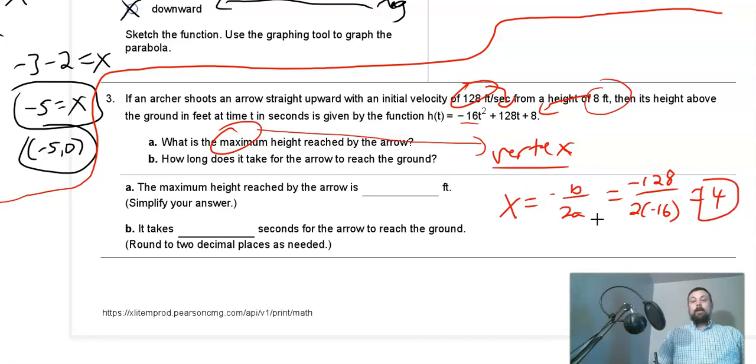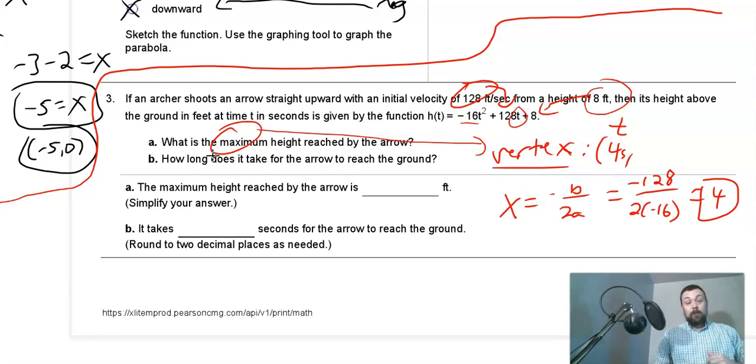Now I'm putting x here because that's the x coordinate of the vertex, but the x variable in this problem actually isn't called x, it's called t. And so sometimes students will mistakenly think, oh, the maximum height is 4, but that's not the height. That's the time. In fact, that's the time it takes for the arrow to reach its maximum height. So this is going to take 4 seconds. After we hit the 4-second mark, the arrow has reached the highest height it's going to reach.